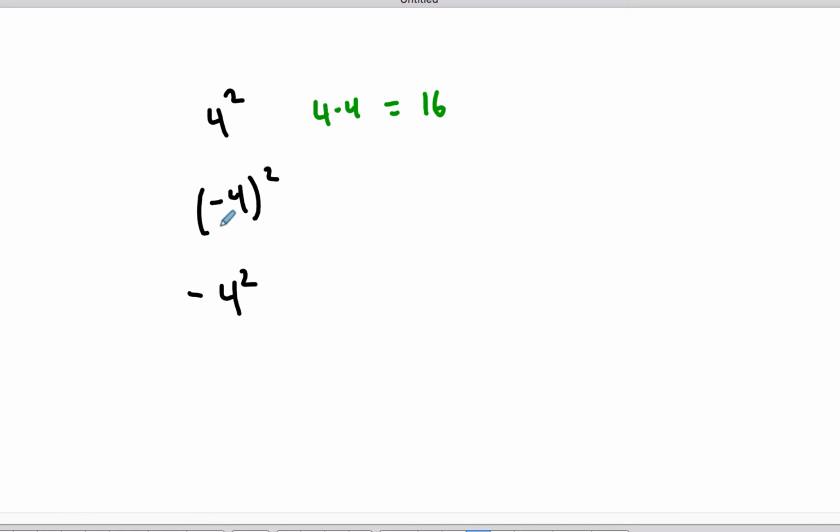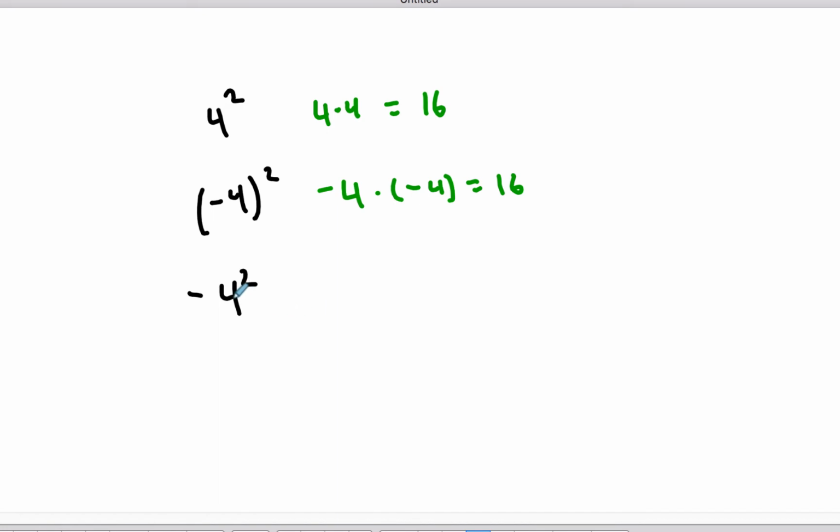This next one though, you can see the base is now negative, and it's in parentheses, which means you're going to do negative 4 as a base 2 times. So there'll be negative 4 times negative 4. And then from there, since it's a negative times a negative, that ends up getting you the same result that you got before, which is positive 16.